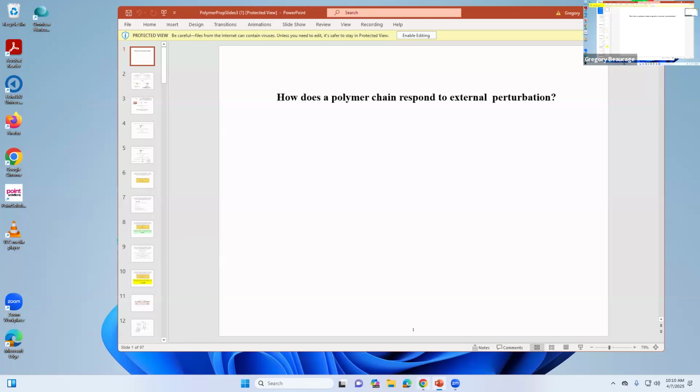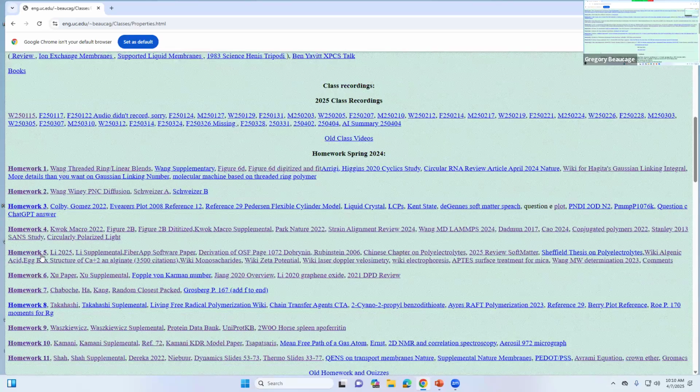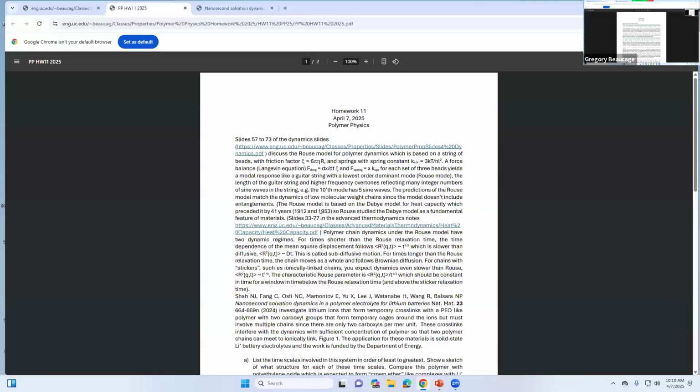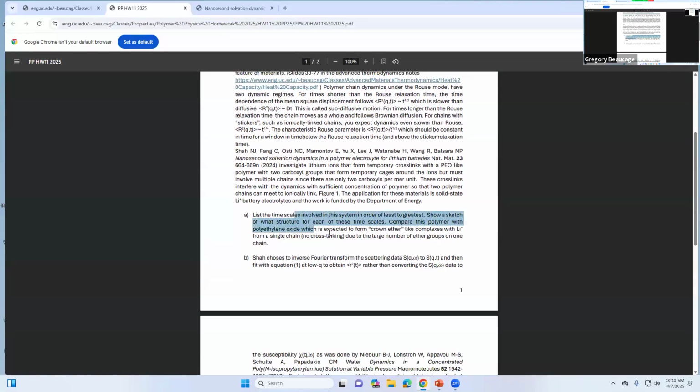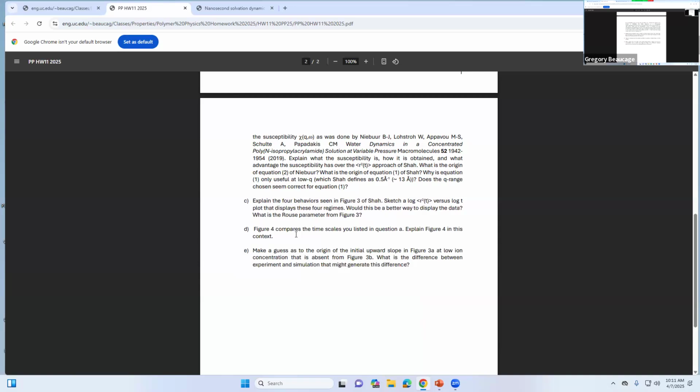Yeah, the A and I think D are similar, right? So A is list the timescales and compare with polyethylene oxide. Oh, show a sketch of what each structure looks like at each time scale. Yeah, all right. And then D is explain figure 4 using those time scales.